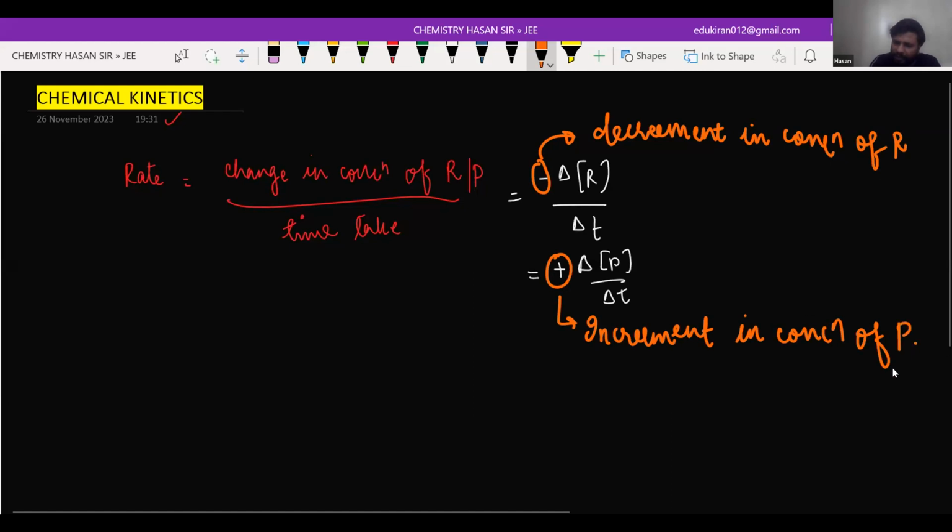Basically, you know that when a reaction starts, initially you will have some concentration of reactant, but initially the concentration of product will be zero, and then it starts appearing. So there are two things that you need to take care of. The first one is the rate of appearance.